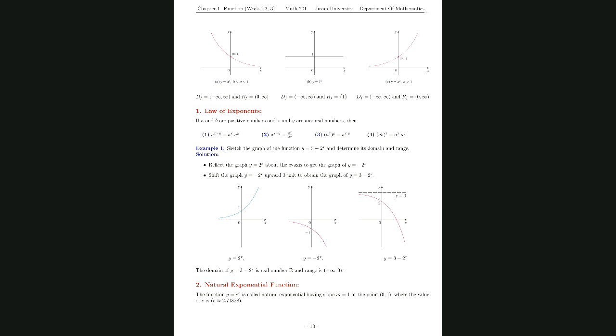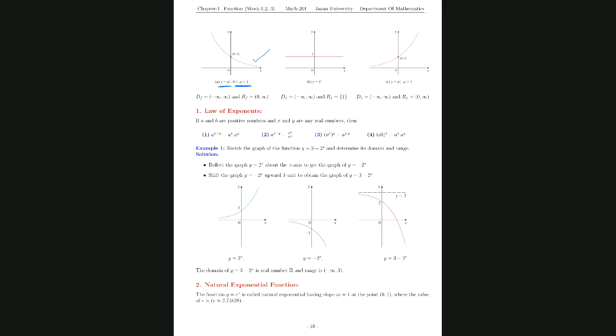Now see the graph of the exponential function. Here y has a power x. For a between 0 and 1, this is the graph of the exponential function.